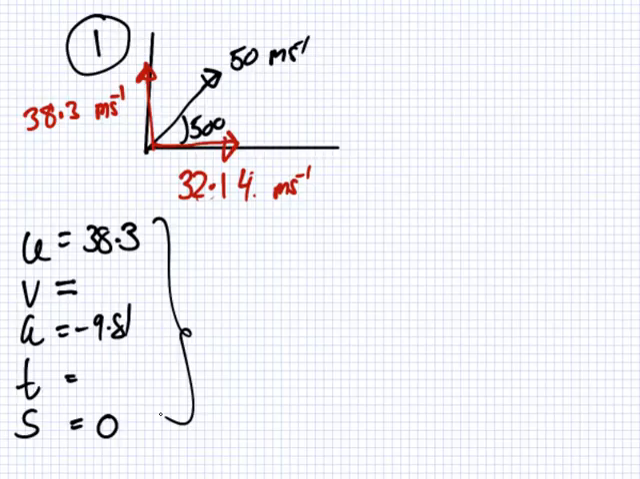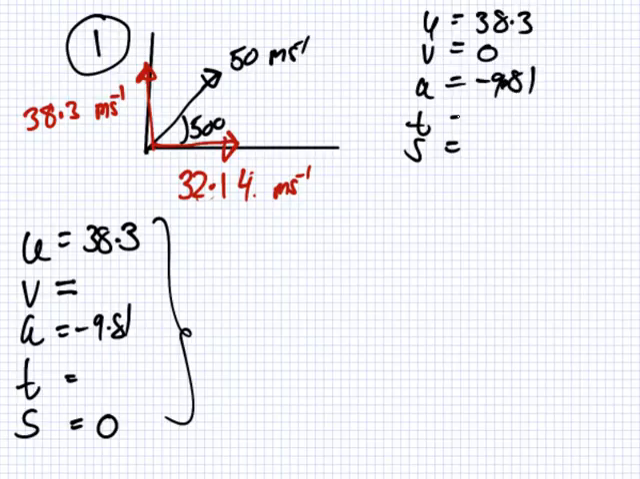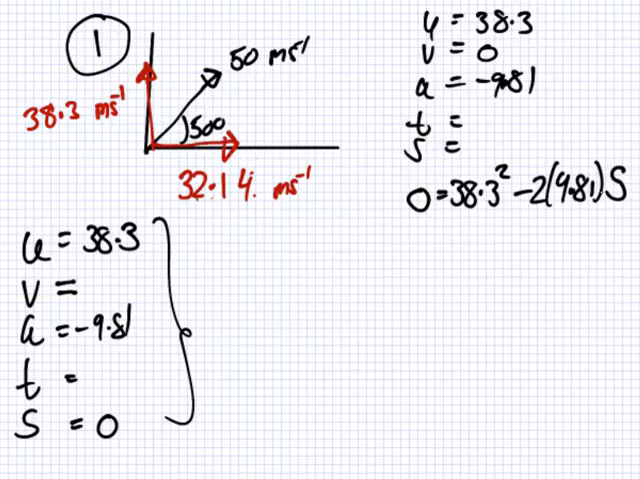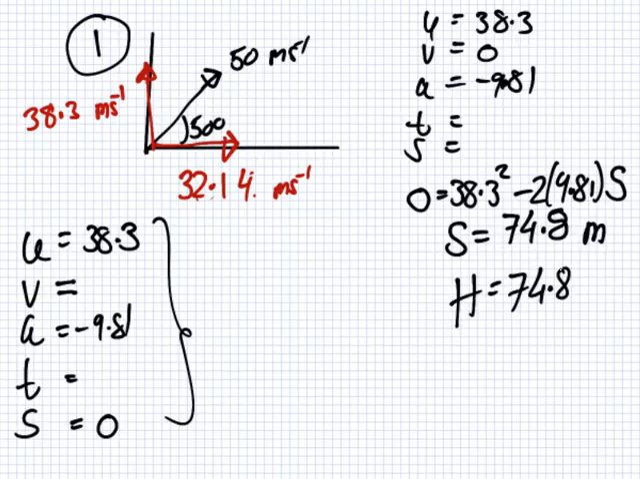They want the maximum height, and the maximum height I'll do separately. Well, I'll do the maximum height up here. U, V, A, T, S. Let's do that first then. U is 38.3. V is 0. A is minus 9.81. And the S is what we want. V squared equals U squared plus 2AS. So S equals 74.8 meters. So the maximum height is 74.8 meters.